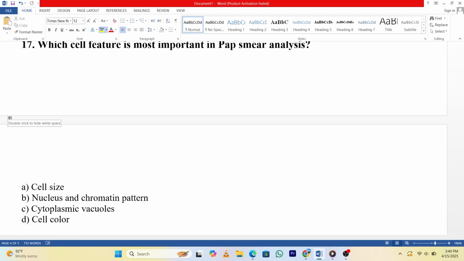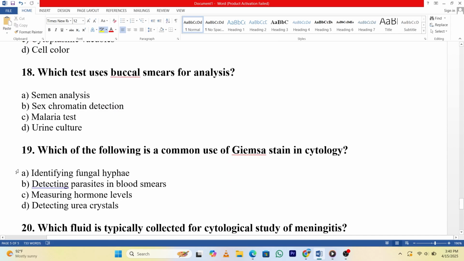Answer, B. 18. Which test uses buccal smears for analysis? A. Semen analysis. B. Sex chromatin detection. C. Malaria test. D. Urine culture.